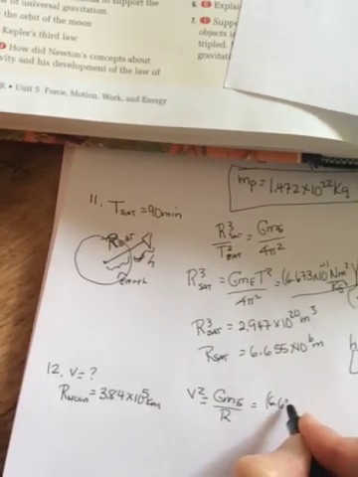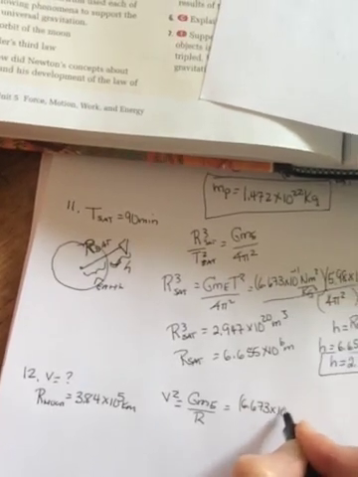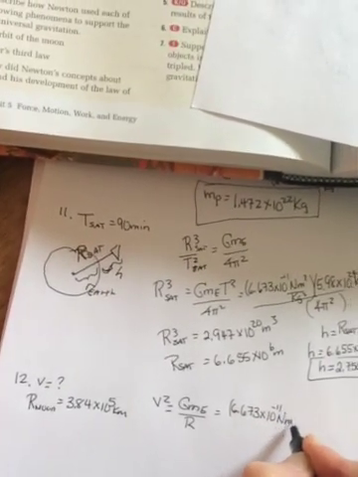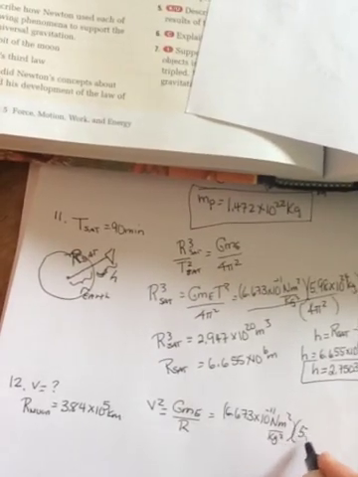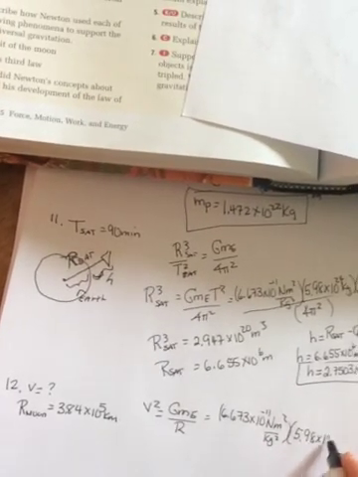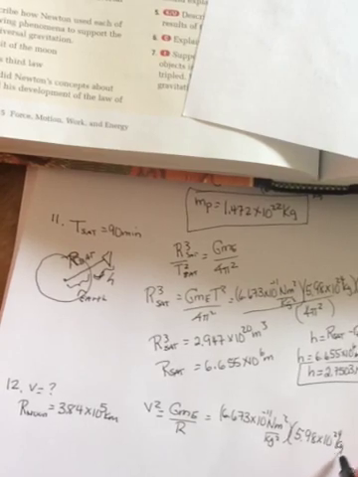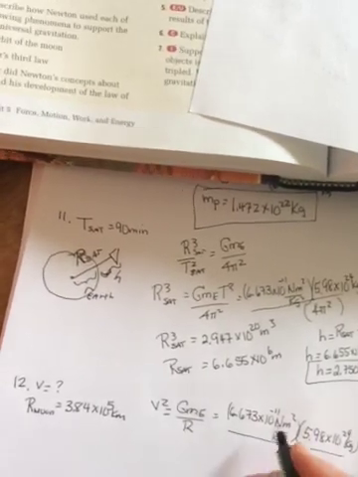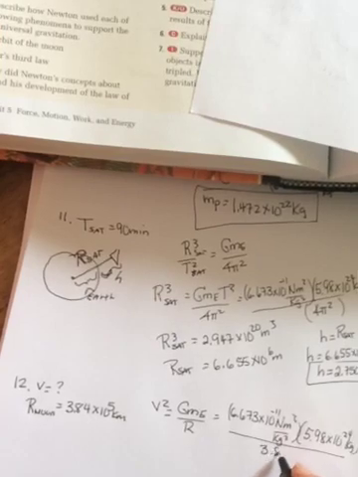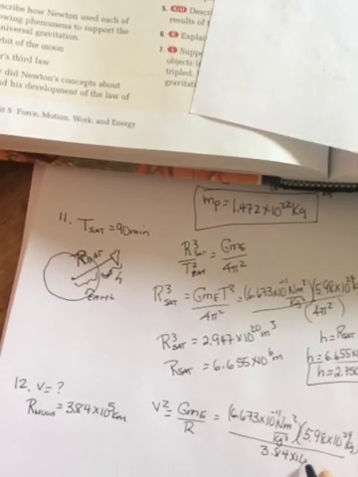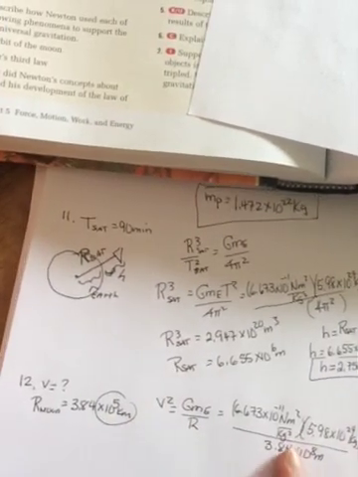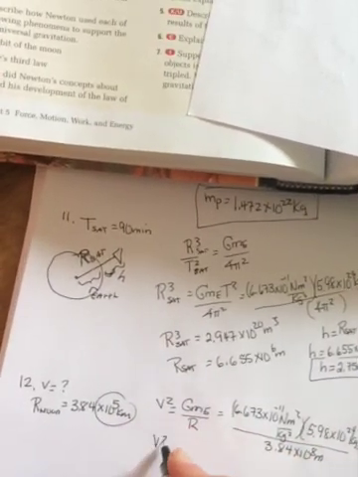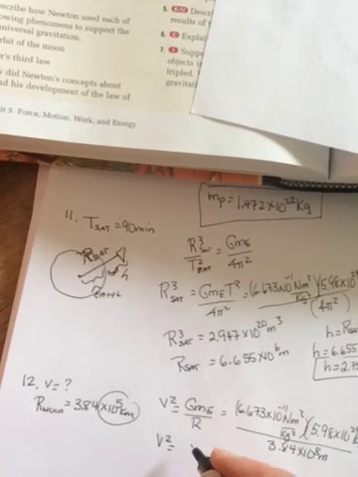So 6.673 times 10 to the negative 11 Newton meters squared per kilogram squared, 5.98 times 10 to the 24th kilograms, divided by the 3.84 times 10 to the 8th meters, right? Because 10 to the 5th kilometers would be 10 to the 8th meters. And remember that's going to be your v squared. You're then going to have to take the square root.